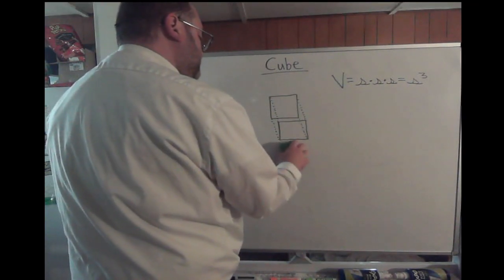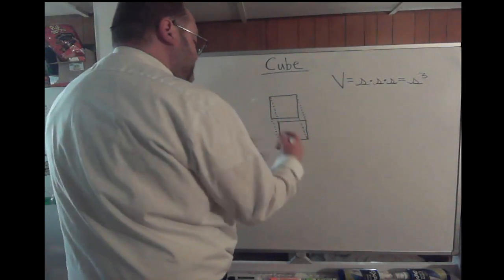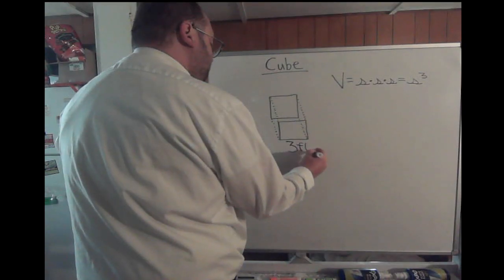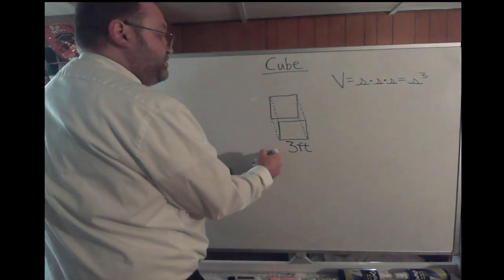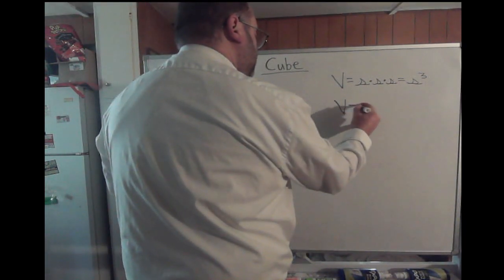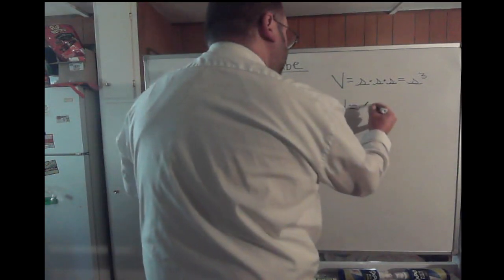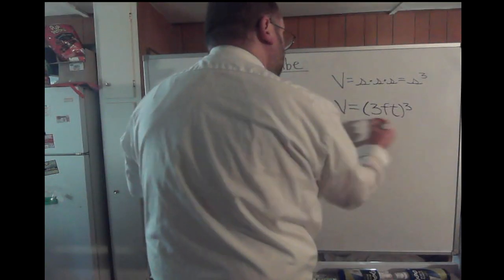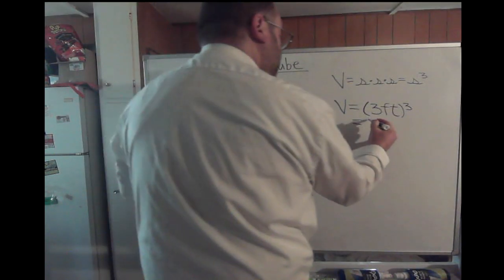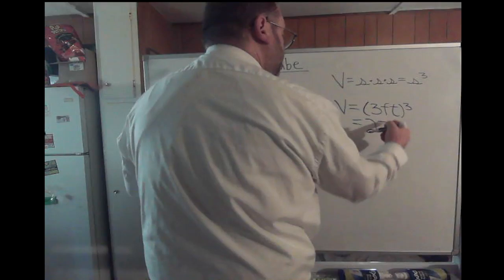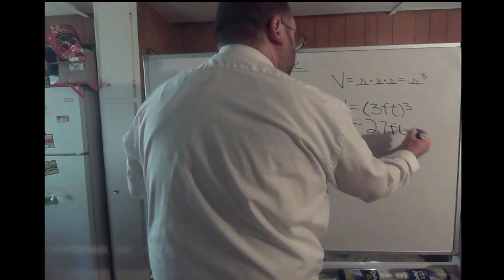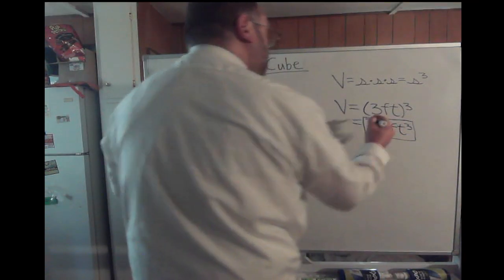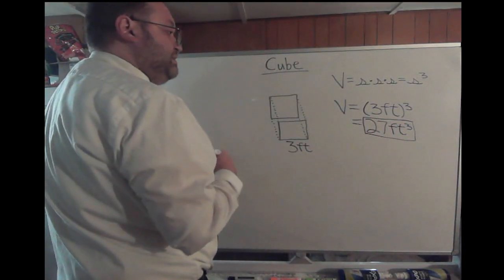Alright. Let's say we have a side of the cube that's 3 feet. Well, to find the volume, you'll just take that 3 feet and raise it to the third power. Well, 3 to the third power is going to be 27. Feet to the third power will give you cubic feet, or feet cubed, however you want to say it. So the volume of this cube is 27 cubic feet.